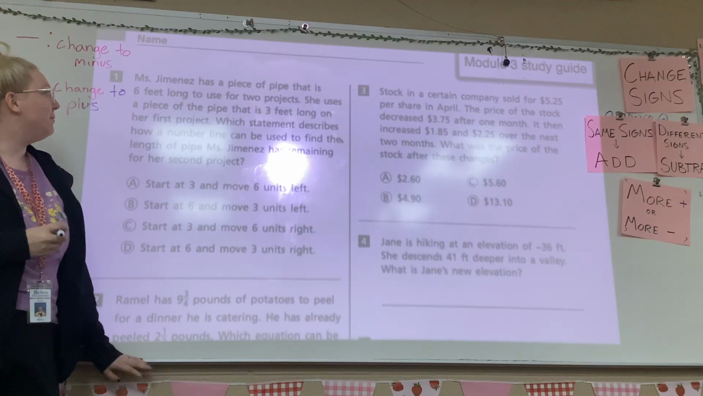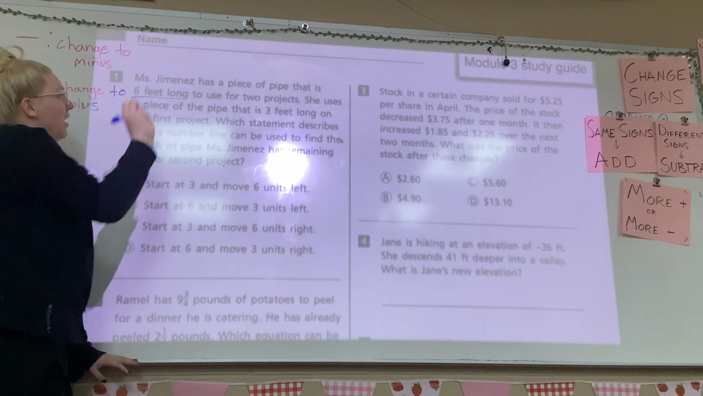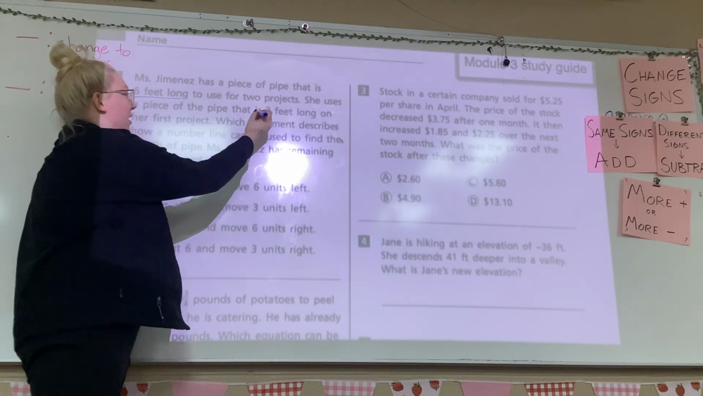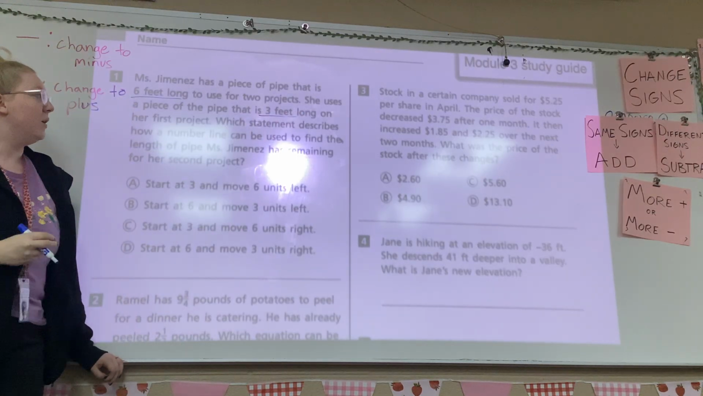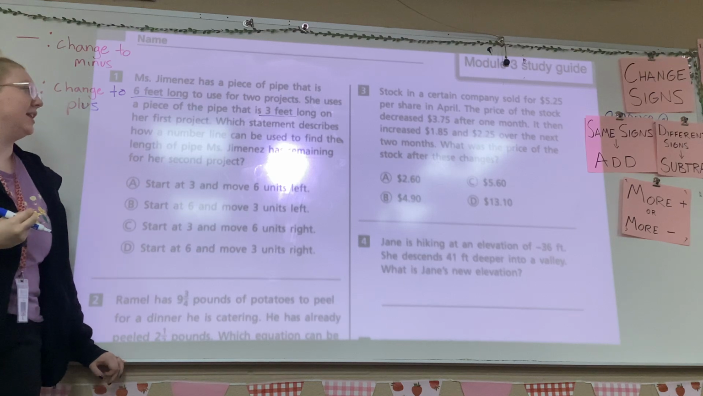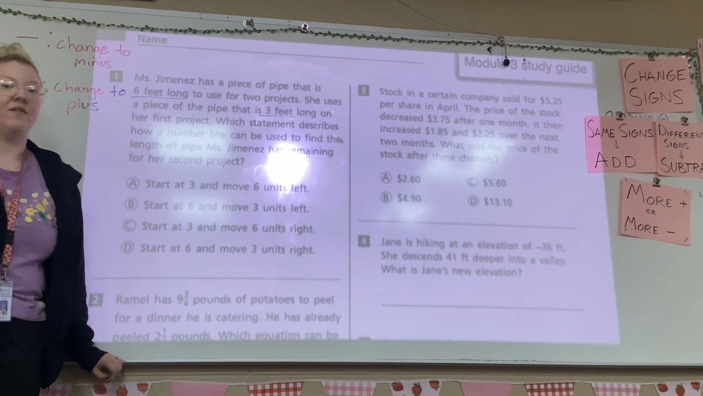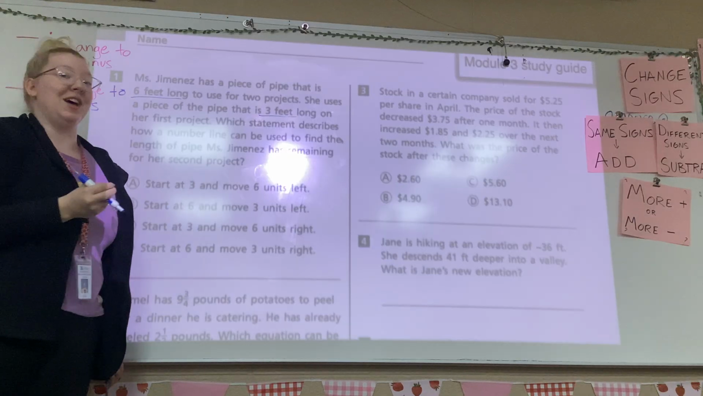Ms. Jimenez has a piece of pipe that is 6 feet long to use for 2 projects. She uses a piece of the pipe that is 3 feet long on her first project. Which statement describes how a number line can be used to find the length of pipe Ms. Jimenez has remaining for her second project? That was a lot of words.